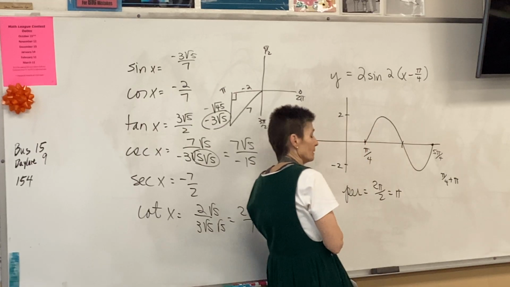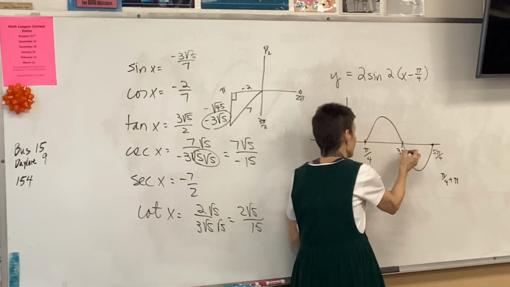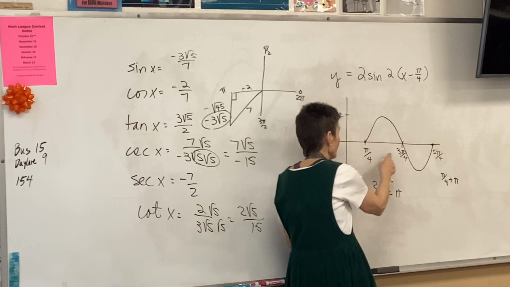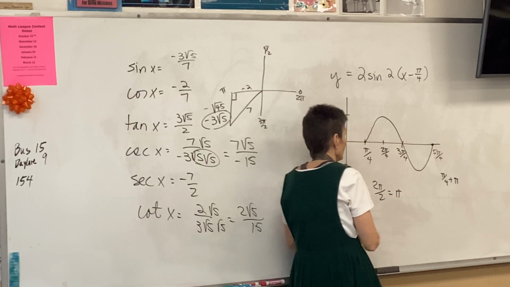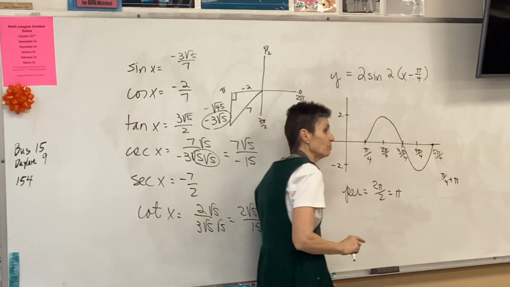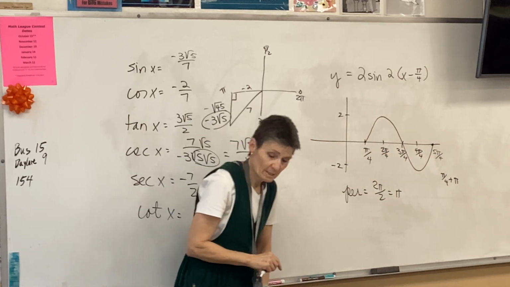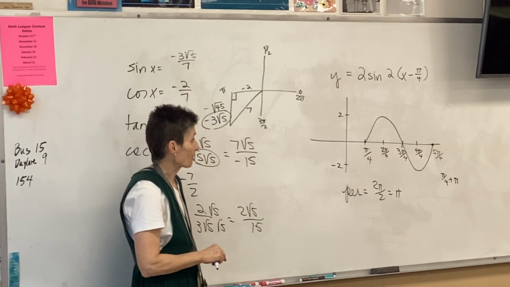Right in the middle of 1 and 5 is 3. And in the middle of 1 and 3 is 2. And 3 and 5 is 4. And I know some of those simplify. Feel free to simplify them if you want to, but I'm not counting it wrong if you don't.